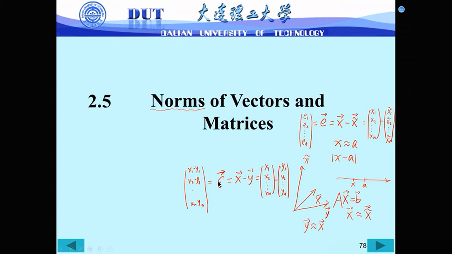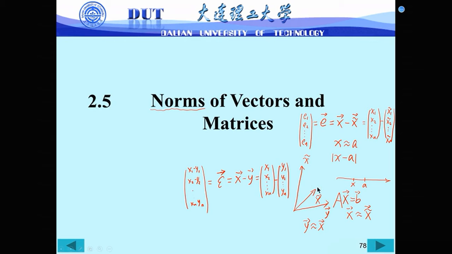In order to compare or estimate the error vector, we need to generalize the absolute value for numbers to norms. Is it okay for you? Firstly, you need to understand the meaning of norms. Norm means a generalization of distance, or length. Because the absolute value of x minus a means the distance between x and a, two numbers, or the length of x minus a, right?